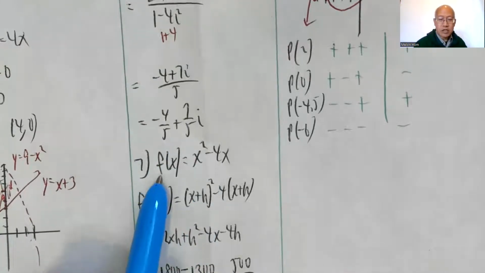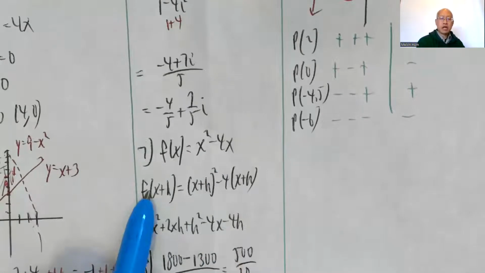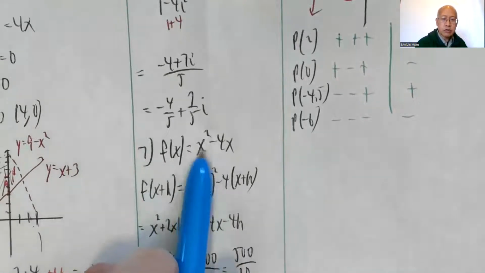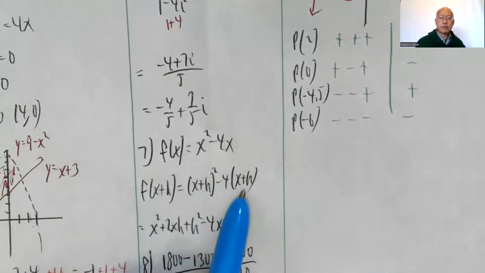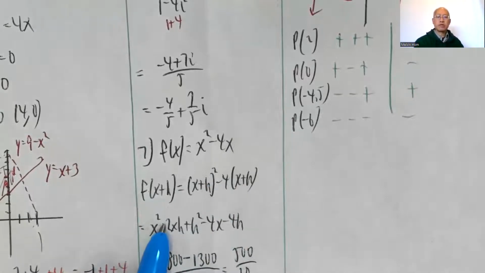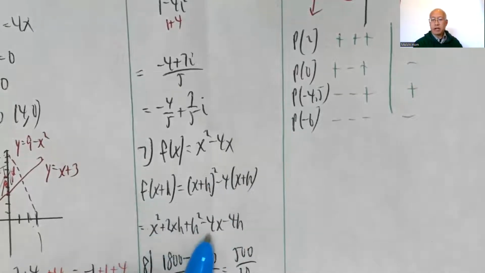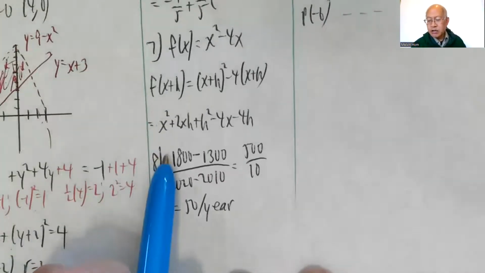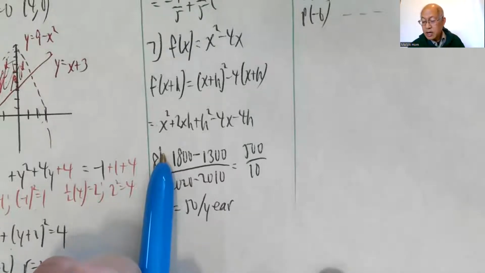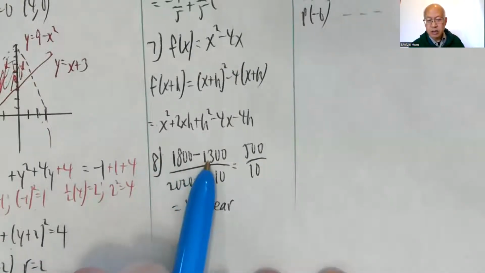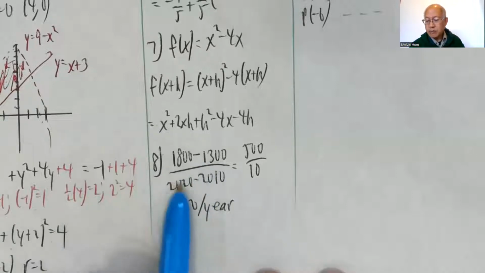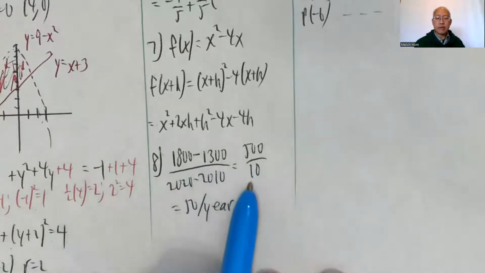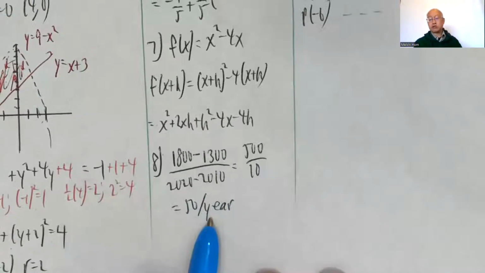Number 7, f of x is x squared minus 4x. F of x plus h, put x plus h right there, squared, minus 4 times (x plus h). Clean it up: x squared plus 2xh plus h squared minus 4x minus 4h. Number 8, it's basically y2 minus y1 divided by x2 minus x1. So a population of 1800 minus the original, which is 1300, divided by 2020 minus 2010. That's 500 divided by 10, or 50 per year. So an average growth of 50 per year.